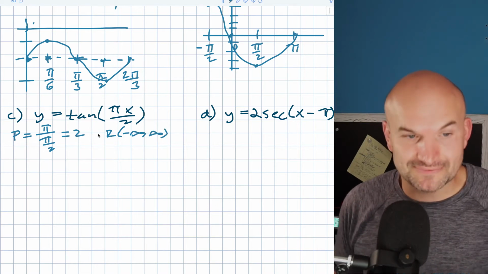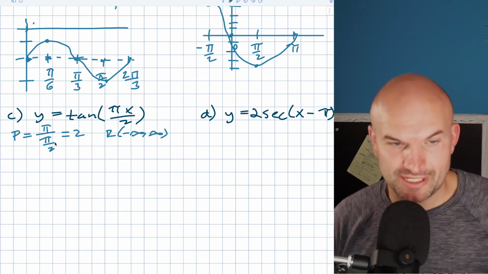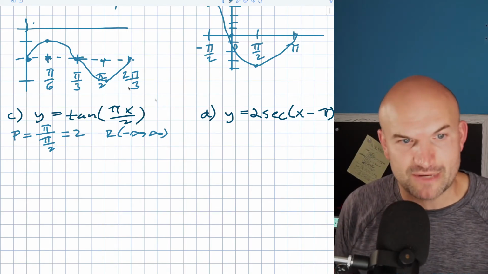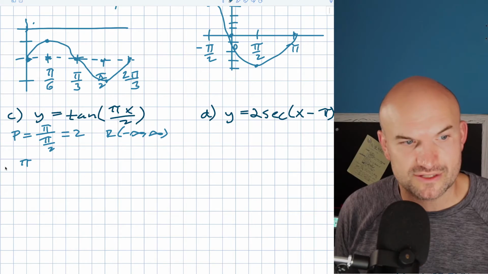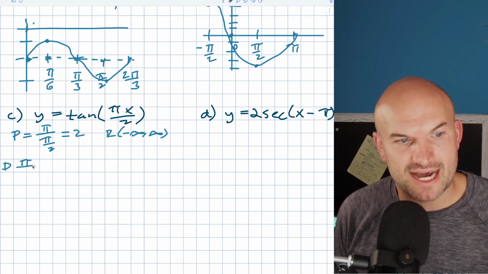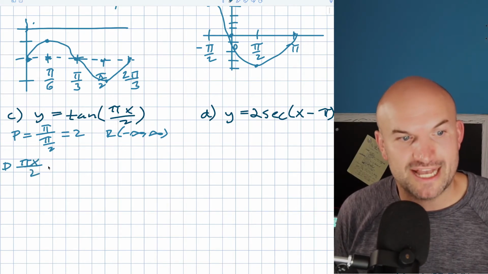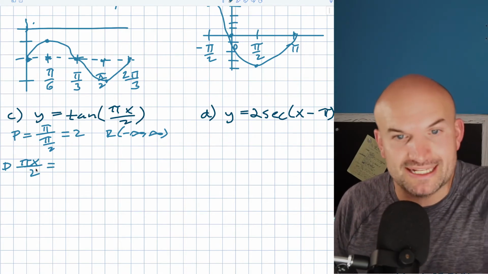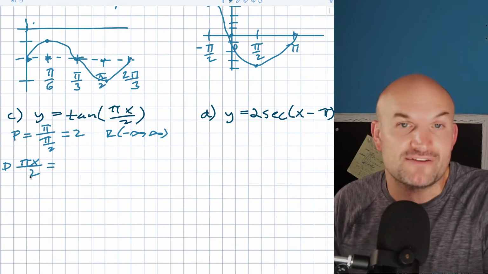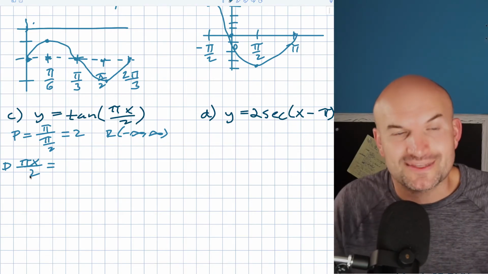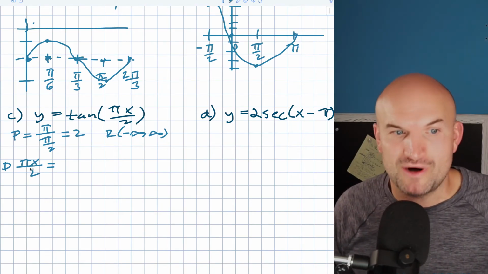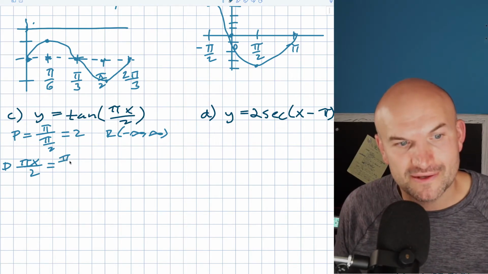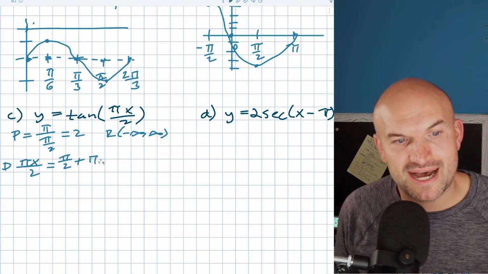But for the domain, it gets a little tricky. What I always like to tell students for the domain here is you take whatever's inside your function. So in this case, you're going to take pi x over 2, and set that equal to the asymptote equation, because your function is going to be defined for all values except where the asymptotes occur. So you have to know when the asymptotes occur for tangent. The asymptotes for tangent occur every pi halves plus pi n.